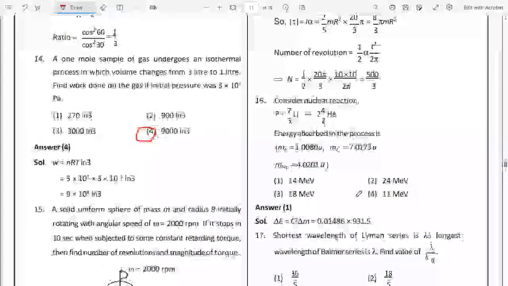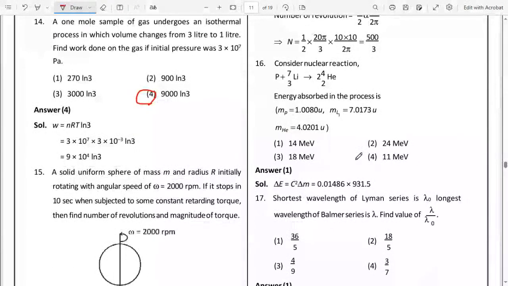Next. Question number 16. Consider nuclear reaction. Yes. So phosphorus plus 7 by 3 lithium gives rise to what it is? Okay.